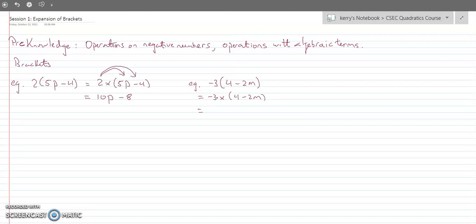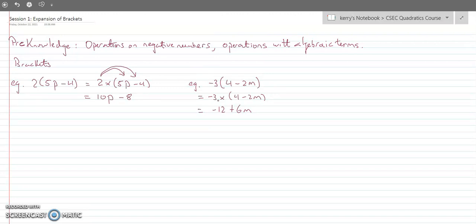So you take this negative 3 and multiply it by each term inside. Negative 3 by 4 is negative 12. Negative 3 by negative 2m: a negative multiplied by a negative is a positive. So negative 3 by minus 2m is positive 6m. Right? Now, what is this process that we use?